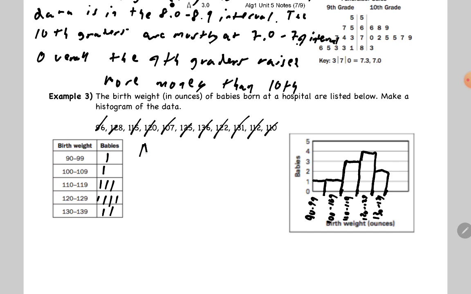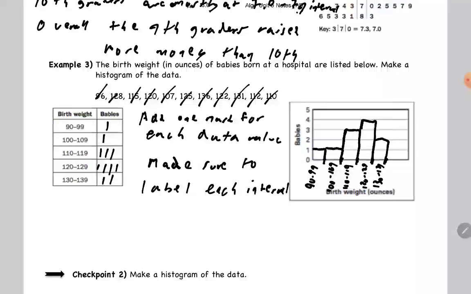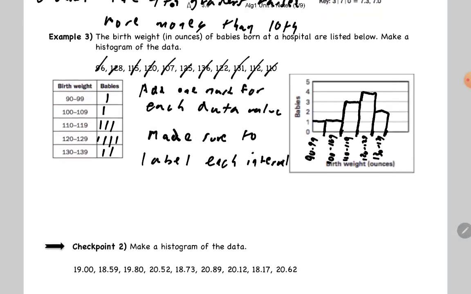Okay, so we added 1 mark for each data value. We made sure to label each interval. Okay. And then there's our histogram.